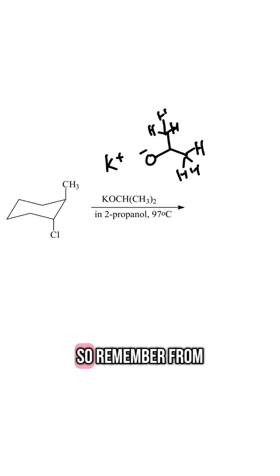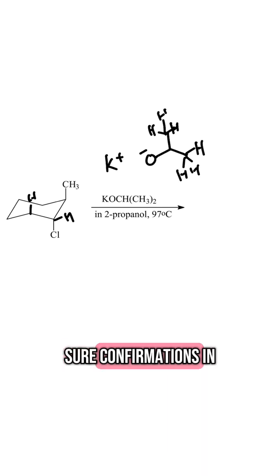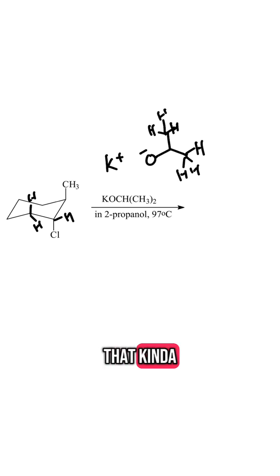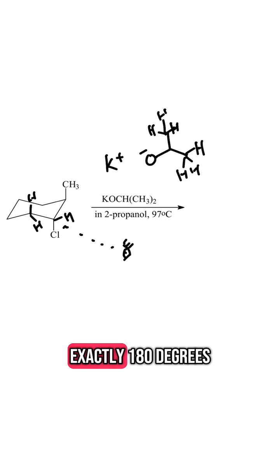So remember from your chair conformation, so it's down. We're going to have an H here that looks up like this. And so that would mean there's a proton here that's standing up like this. I'm going to mess this up, I haven't done chair conformations in a while. If we were to look at it directly like this, these would be exactly 180 degrees separated from each other. So this is anti.